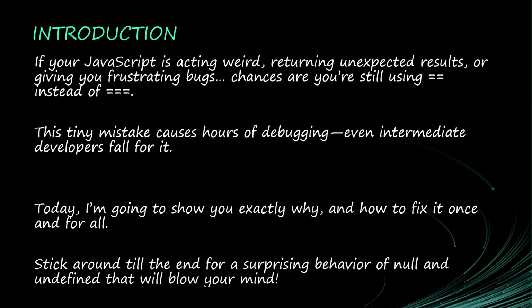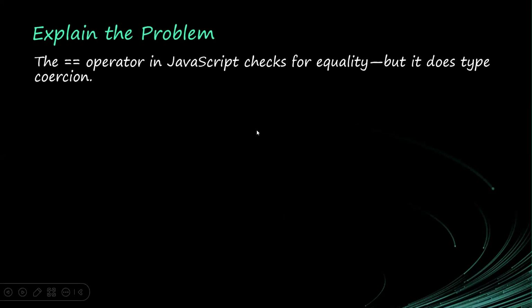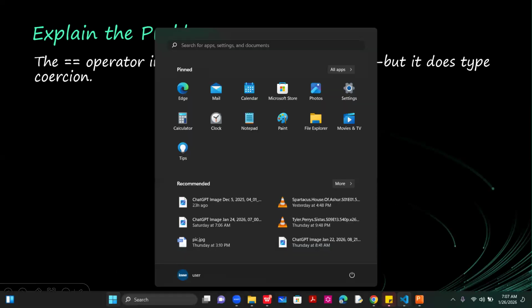After today, you'll not be making these mistakes again. So I want you to stick around to the end for a surprising behavior of null and undefined. There is a behavior that if you don't know how to use it, it will blow your mind. Just stick around. So now let's explain the problem. Look at this code. The double equal to operator in JavaScript checks for equality, but it does type coercion. So now let me show you something here.